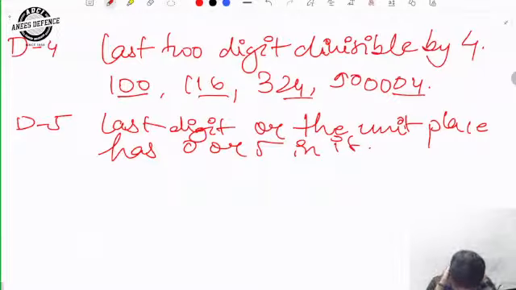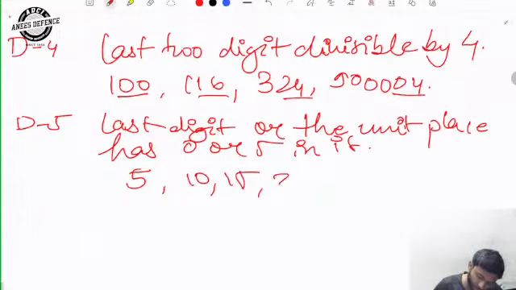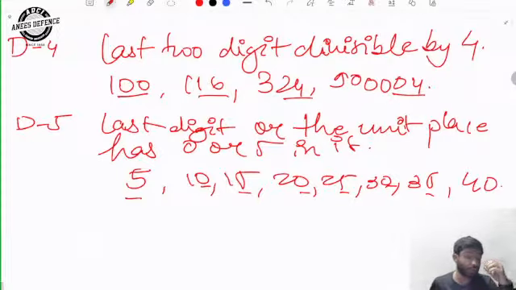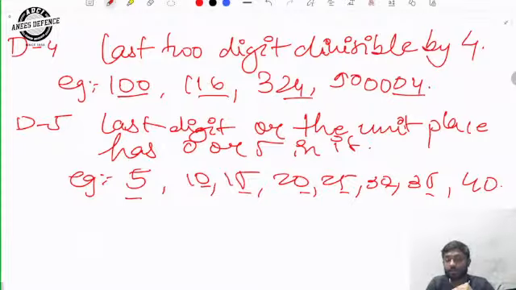If we observe the 5 table, it goes like 5, 10, 15, 20. So every last digit is 5 or 0. 5, 10, 15, 20, 25, 30, 35. You can observe 5 0 5 0 5 0 5. The last digit will be 0 or 5, there is no other number in it. So that is the divisibility test of 5.